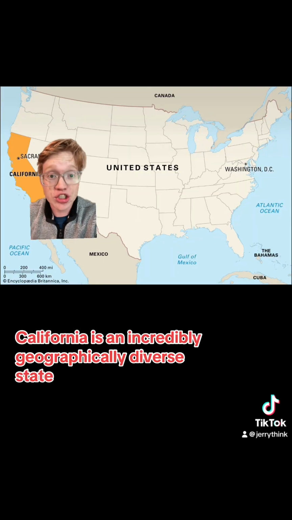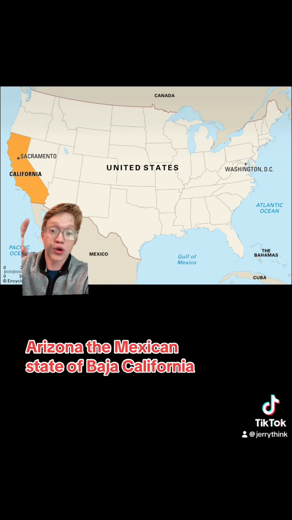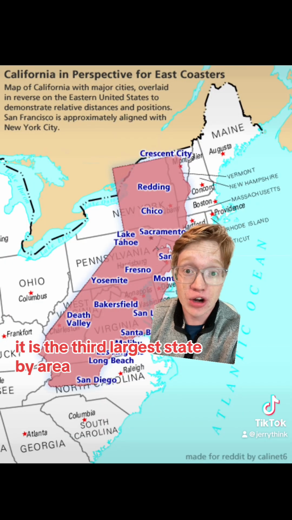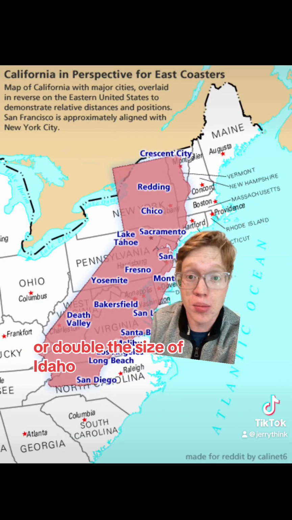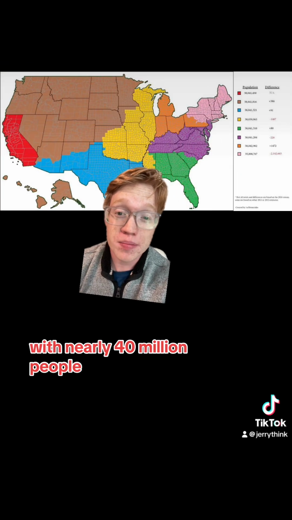California is an incredibly geographically diverse state bordered by Oregon, Nevada, Arizona, the Mexican state of Baja California, and 850 miles of the Pacific Ocean. It is the third largest state by area, about a quarter the size of Alaska or double the size of Idaho. And it is by far the most populous state as well, with nearly 40 million people.